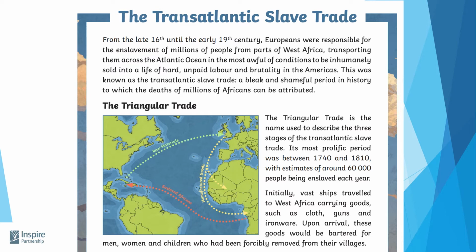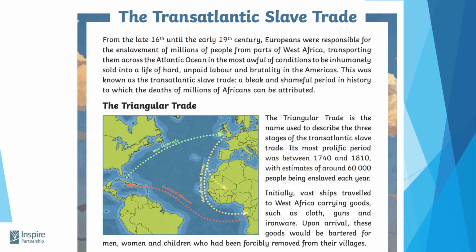Underneath that, we've got a picture of the triangular trade, and you can see there's a picture of the United Kingdom in the top right-hand corner, and you can see there's a dotted line that's going down the page heading towards Africa. And then there's a red dotted line coming from Africa moving over to the Americas. And then there's another green dotted line that is heading back towards the United Kingdom. We'll have a look at what those things mean in a second.